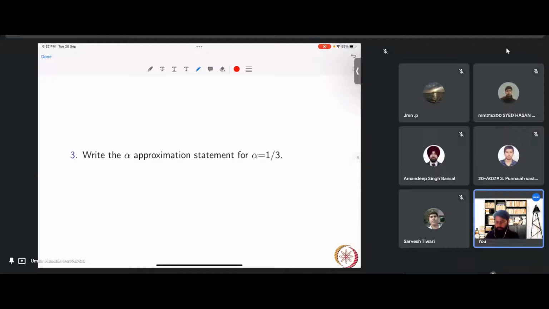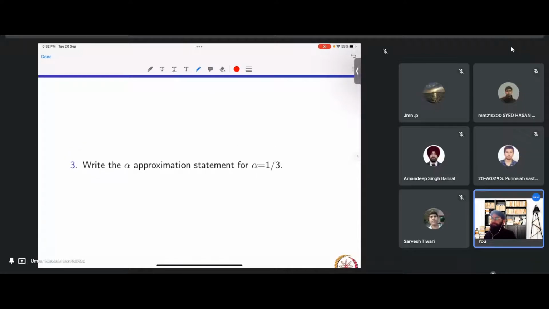Okay, so we need to write the alpha approximation statement for alpha equals 1 by 3. How many questions? I honestly don't have any idea. We are not given this kind of information. Personally, I haven't given any NPTEL exam, so I can't tell you that. If you know anyone who has given these exams before, they might know it well. We can mainly answer your doubts and queries regarding the course content.